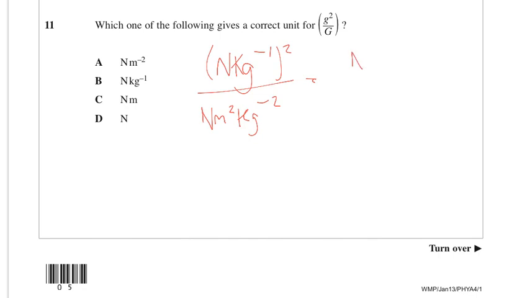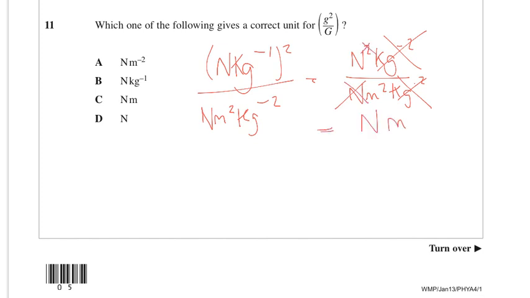So what we end up with is newtons squared kilograms to the minus 2 all over newtons meters squared kg to the minus 2. So we can cancel kg to the minus 2's. We can cancel one of the newtons and we end up with newtons per meter squared. So actually the unit of pressure, essentially.